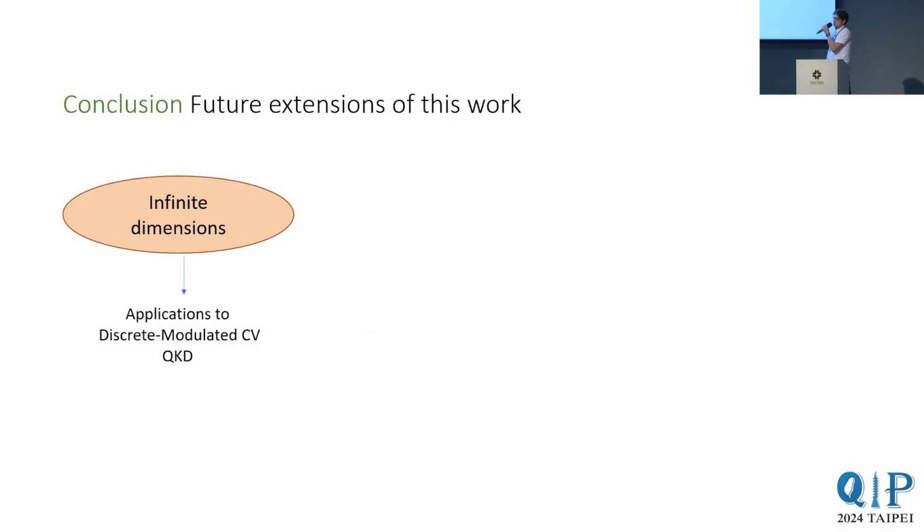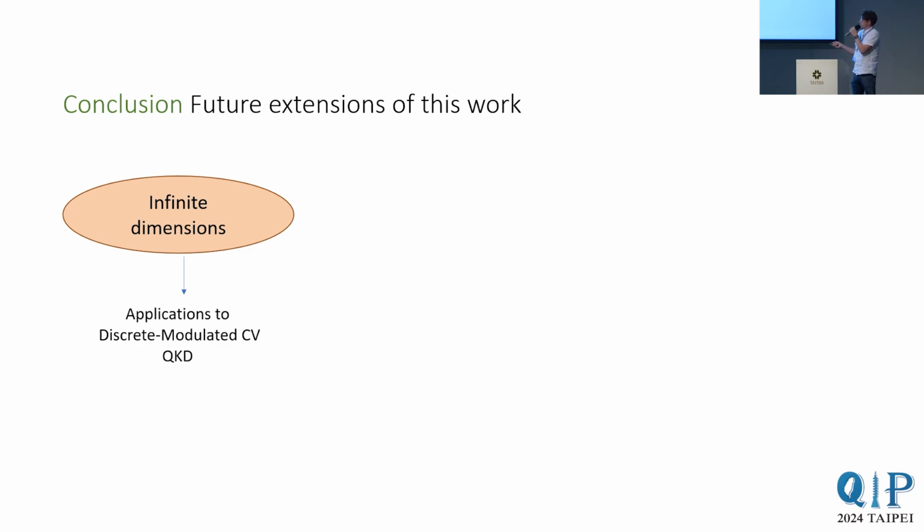So as a conclusion, I want to mention possible future extensions of this work. The first one is to lift this constraint of finite dimensions and generalize it to infinite dimensions, which is possible because in all the steps in our proof, we never directly rely on the dimension. Dimension D never appears explicitly in our formulas.